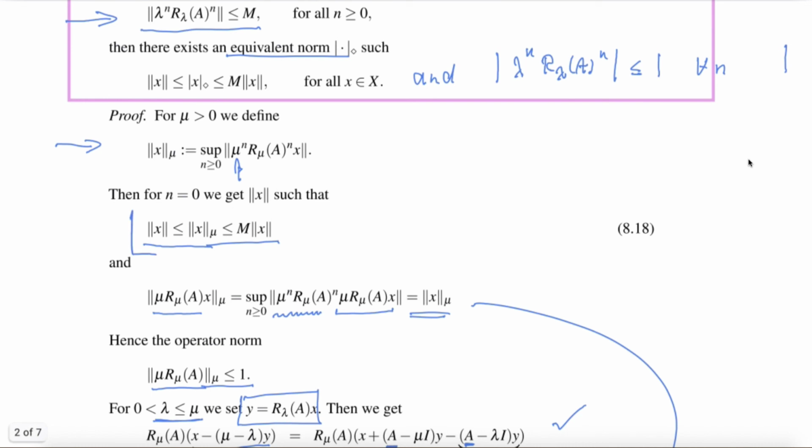So here then we take the limit as mu goes to infinity, and the mu norm is replaced by the diamond norm, and we are done.